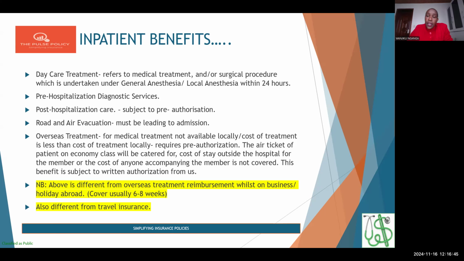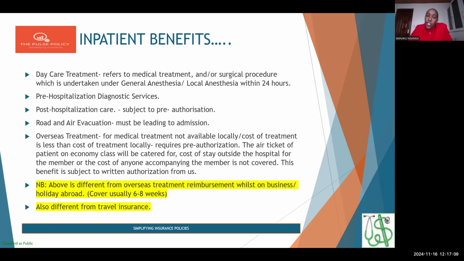So maybe let's take an example. You have traveled to the US and you are not sick. You're just there on holiday and you get sick. So what you're going to do is spend your own money. Of course, you may understand that the insurance company has no contract with the hospitals in a country like the US or any other country. So you're going to seek the medical treatment at your own cost. You use your own money.